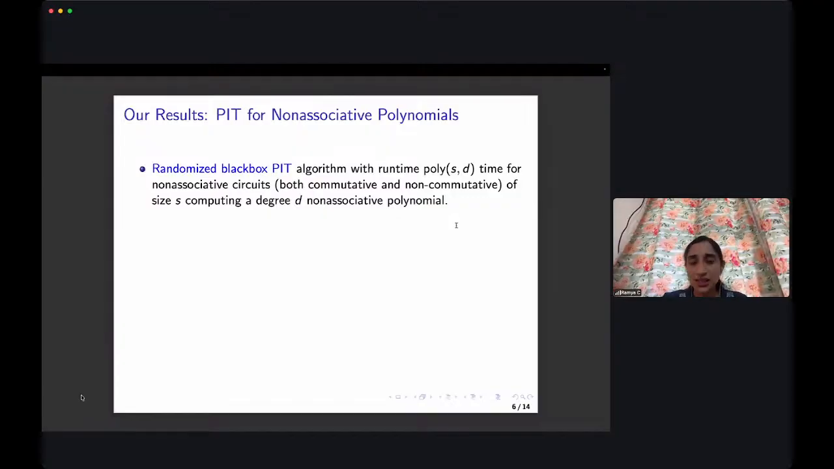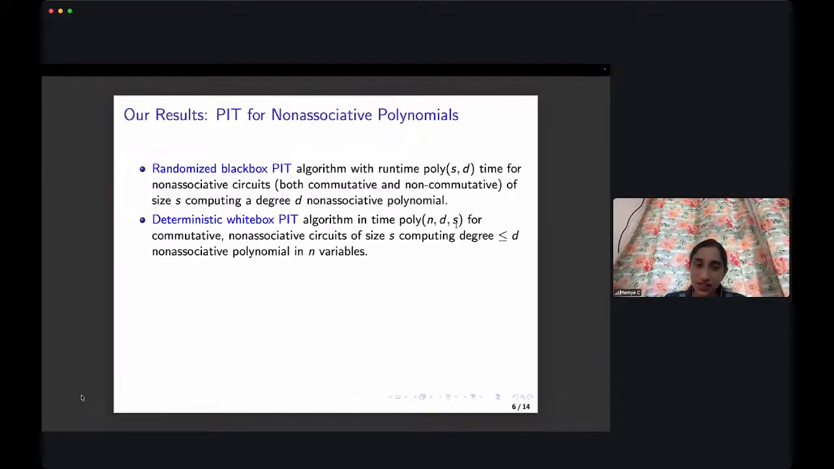It is good if it is of low dimension so that the cost of the algorithm is low. And then you have to decide whether it is identically zero or not. So this is the first randomized setting. In the derandomization setting, it's easy to see that you can tweak Hrubeš's white box PIT algorithm for non-commutative ABPs to get an efficient PIT algorithm in the white box setting for non-associative polynomials.